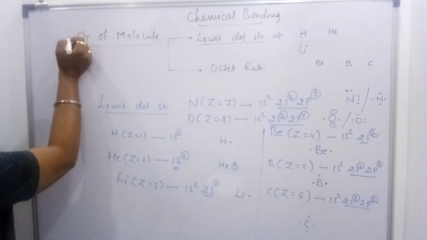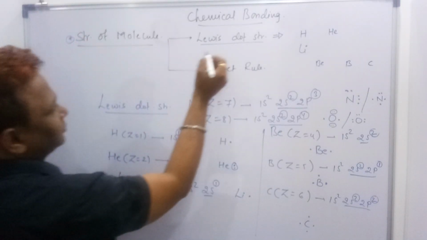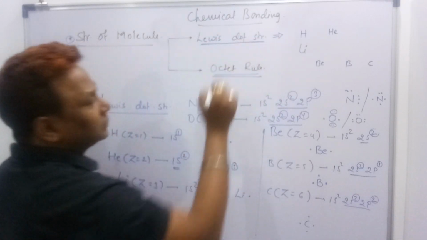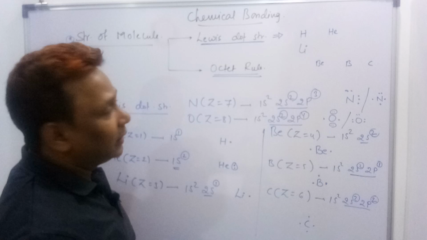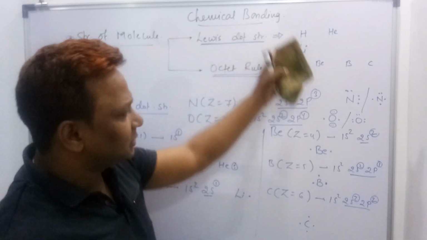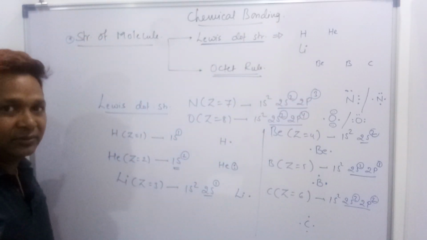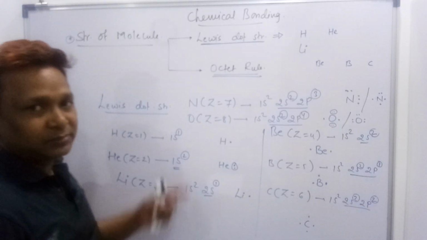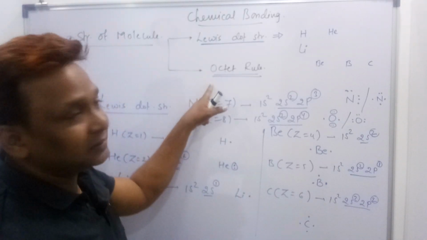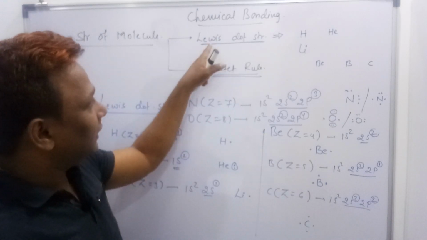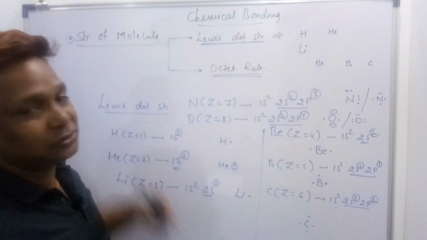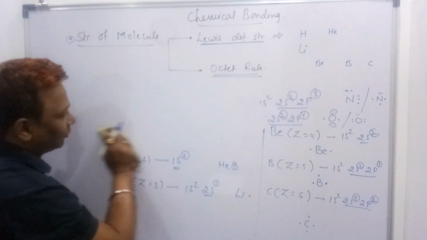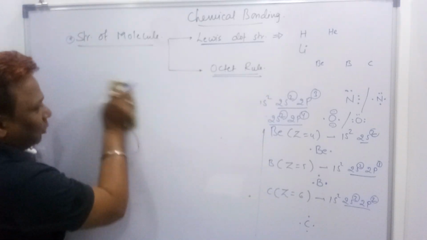So for writing the structure of any molecule, the concepts we require are the Lewis dot structure and the octet rule. How to draw the Lewis dot structure and how to write the octet rule. For the Lewis dot structure, I have given some examples. Now let us check the octet rule. Please, if possible, note this down, because I am going to explain the second part, the octet rule, and combining these two together will help us draw the structure of any molecule.